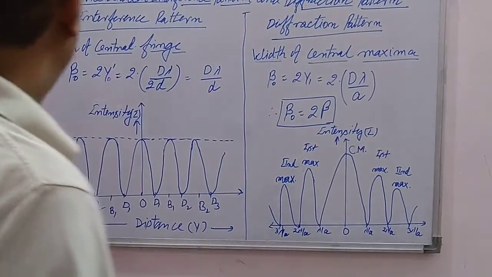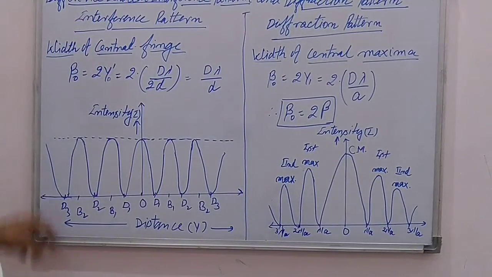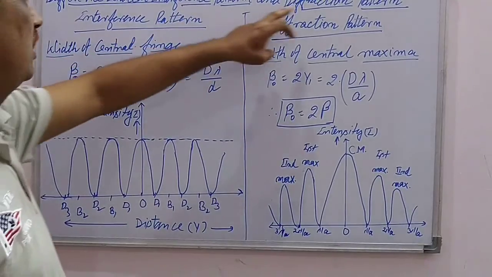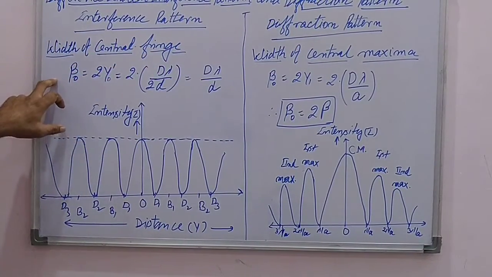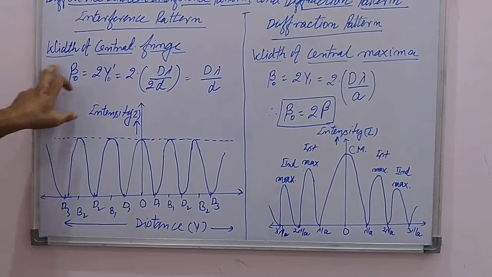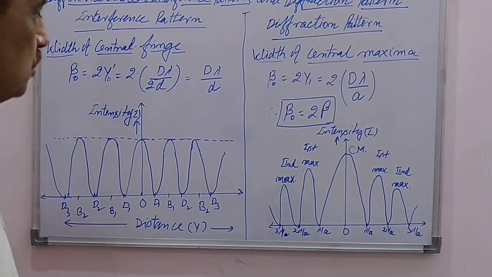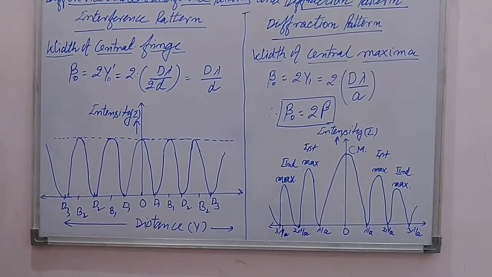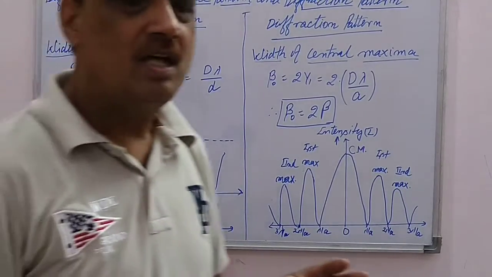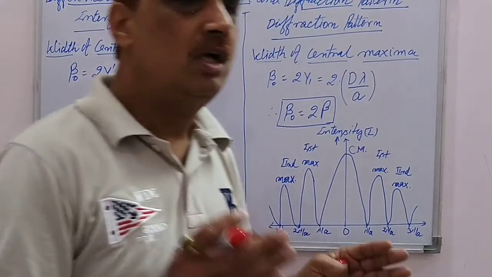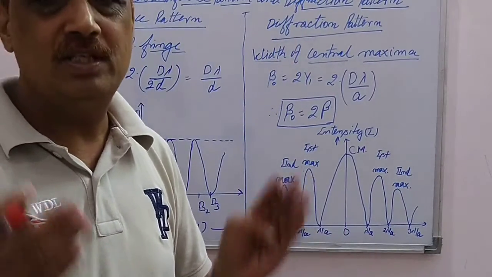So first of all, we have to start with the difference between the interference pattern and diffraction pattern. We will discuss first what is the expression for the width of the central fringe. The width of the central fringe is denoted by beta naught, and beta naught means the spacing between the two dark fringes.